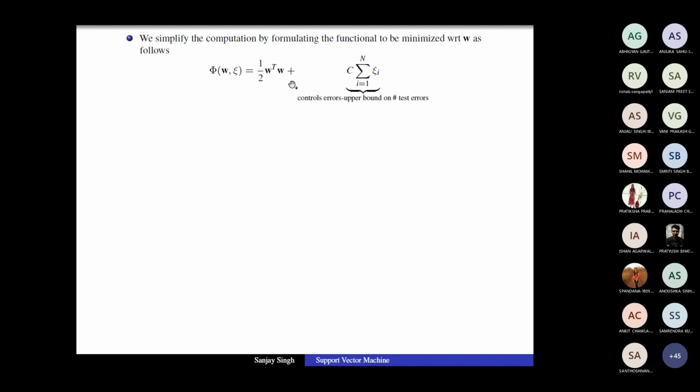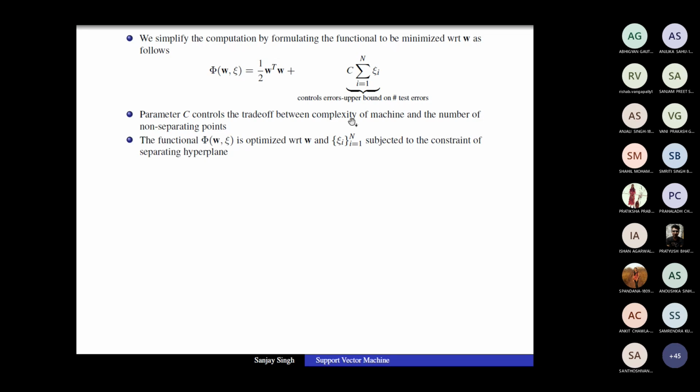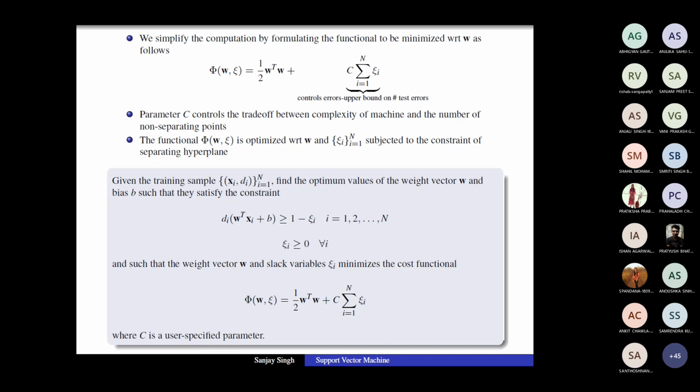This is of course basically the norm square, and instead of trying the indicator, we are putting something like this. We basically control error upper bounds on the number of test errors. How many errors there are is giving an upper bound. Now parameter C basically controls the trade-off between the complexity of the machine and the number of non-separating points. Also, this functional phi of W, Z is optimized with respect to W, subject to the constraint of the separating hyperplane. And we'll see how we state this.